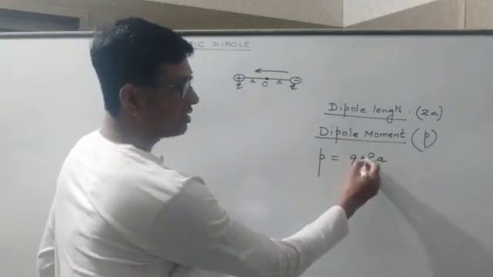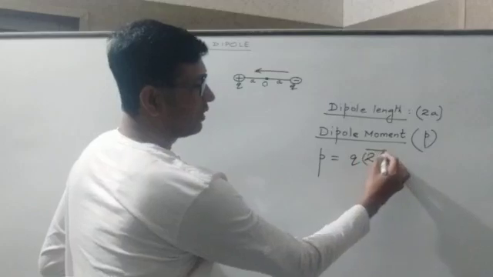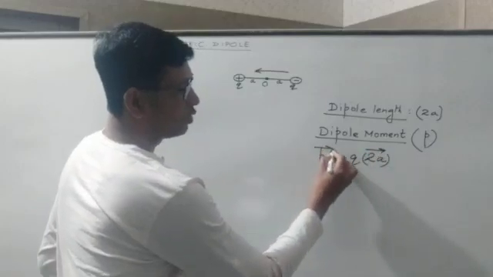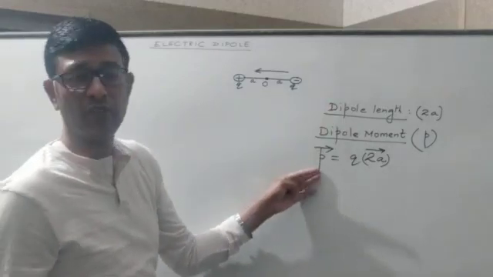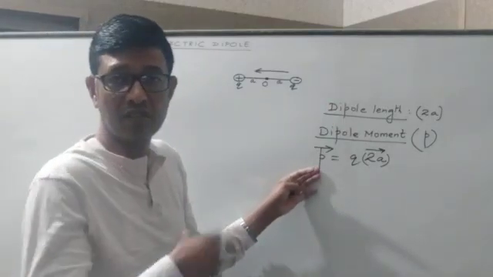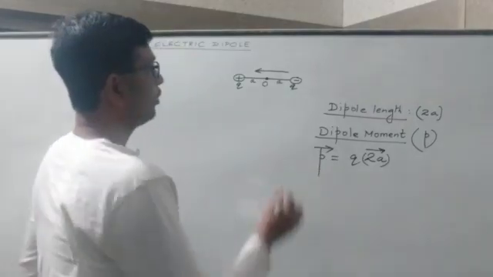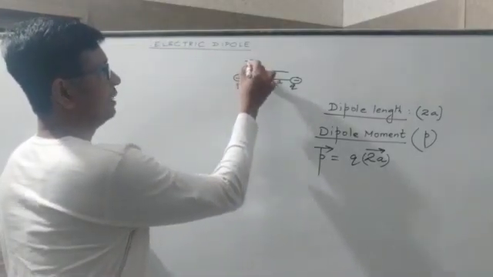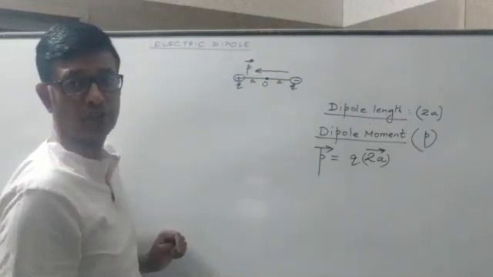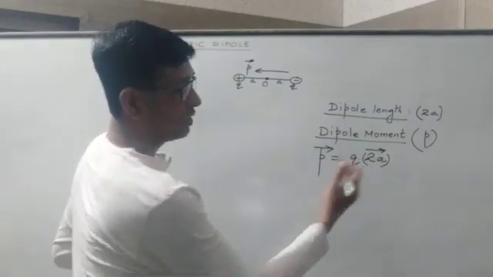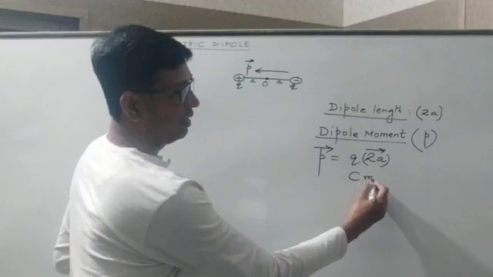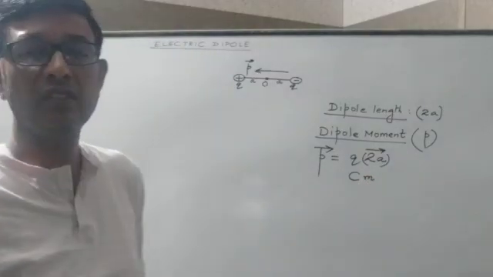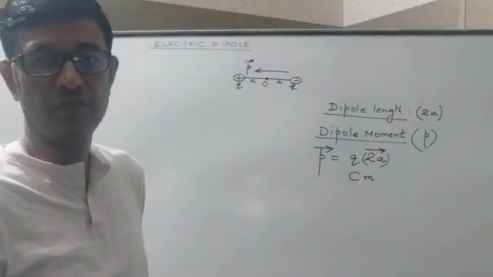Now, look, charge is a scalar quantity. Dipole length is a vector quantity. So, dipole moment is also a vector quantity. Dipole length and dipole moment are both vector quantities, and the direction is from negative charge to positive charge. So, this is the direction of p, from negative charge to positive charge. What about its SI unit? The SI unit of charge is coulomb and dipole length is meter. So, the SI unit of dipole moment is coulomb meter.